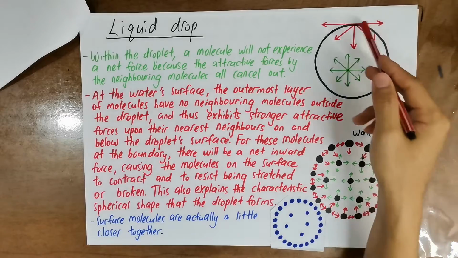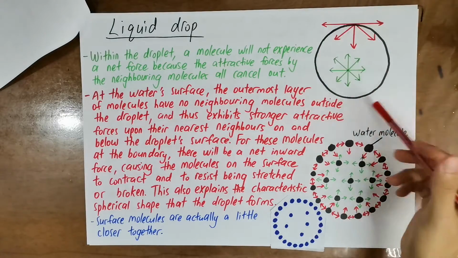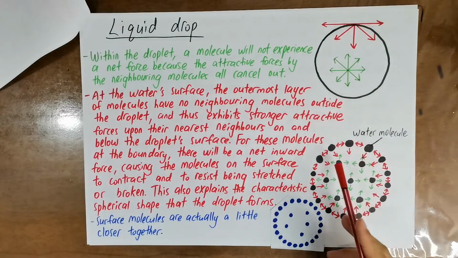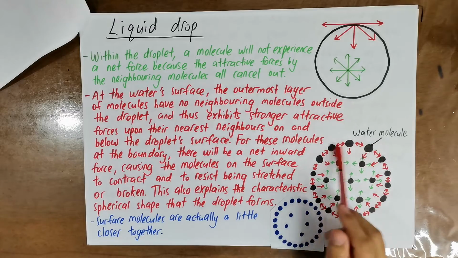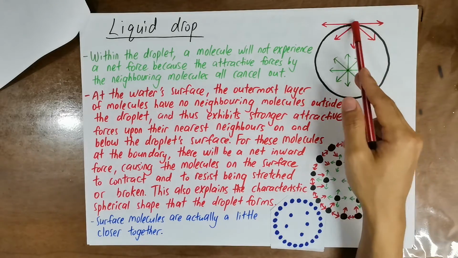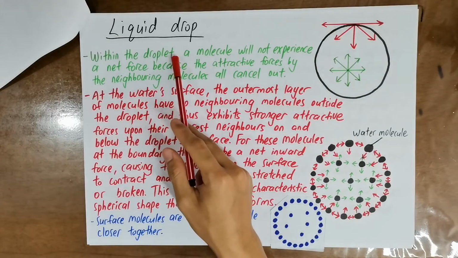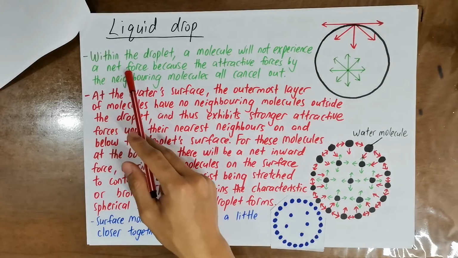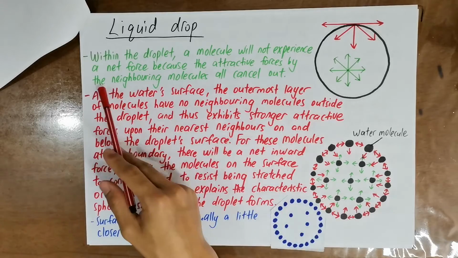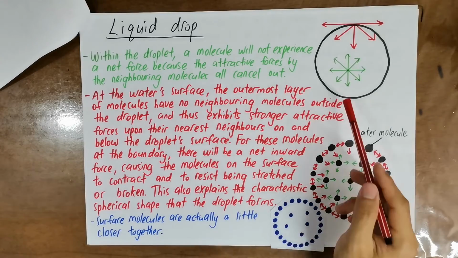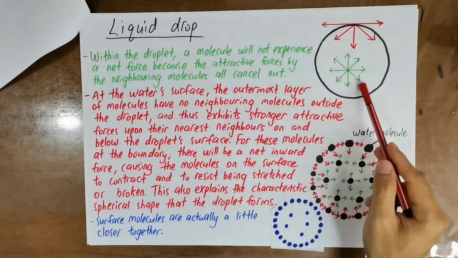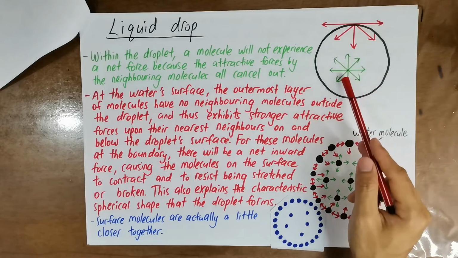Okay, so now let's consider a liquid droplet. Yeah, these are water molecules, and this is the liquid drop. So within the droplet, a molecule will not experience a net force because the attractive forces by the neighboring molecules all cancel out. You know that the hydrogen bondings are in all directions.